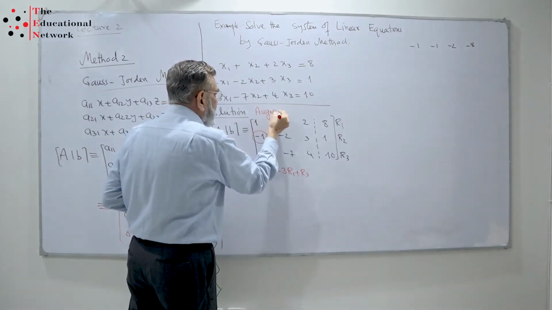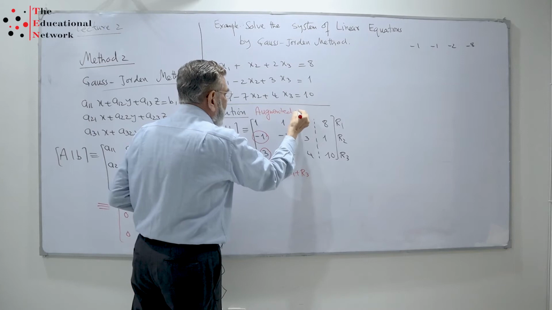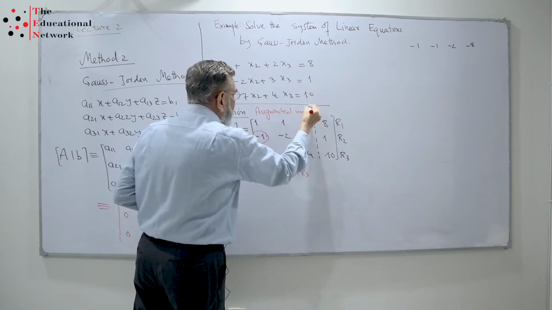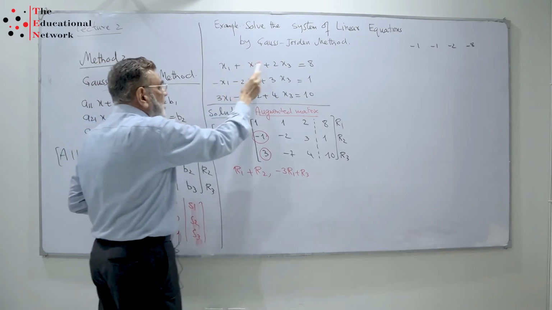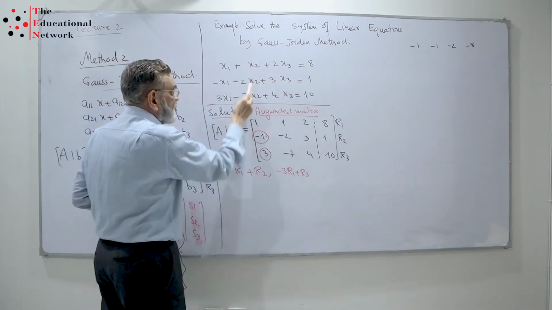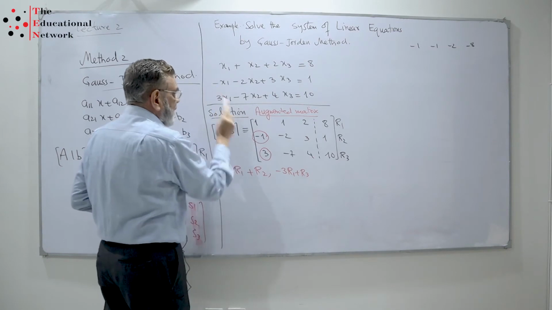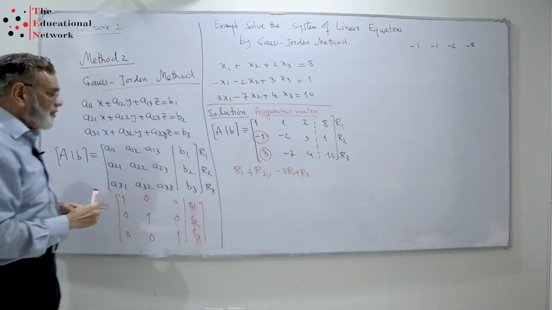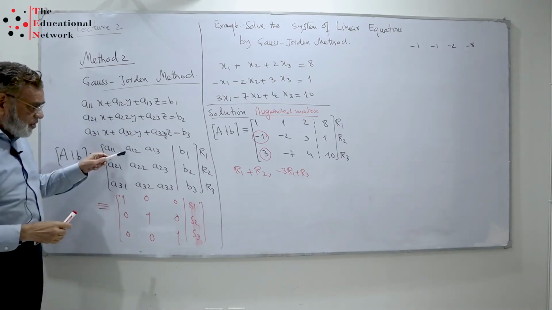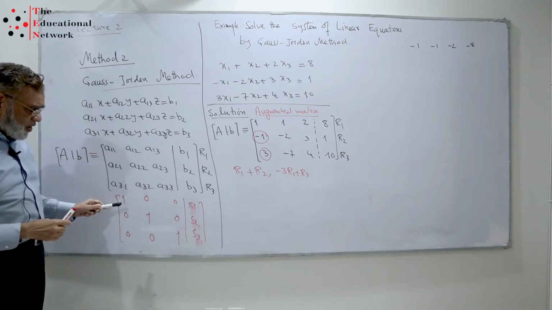So my augmented matrix form for this one is that we write the data. This here is 1, 1, 2, and 8. We get minus 1, minus 2, 3, and 1. We get here 3, minus 7, 4, and 10. So in the Gauss-Jordan method, we want to reduce this augmented matrix to this form.